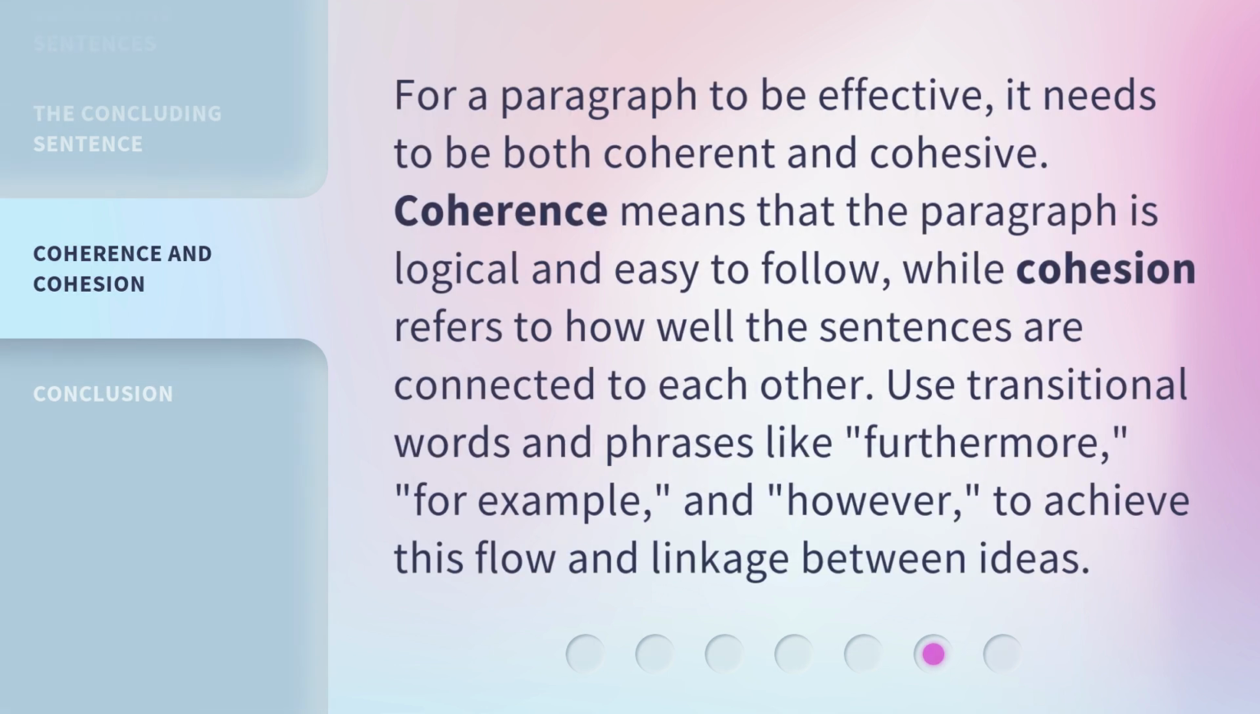For a paragraph to be effective, it needs to be both coherent and cohesive. Coherence means that the paragraph is logical and easy to follow, while cohesion refers to how well the sentences are connected to each other. Use transitional words and phrases like furthermore, for example, and however, to achieve this flow and linkage between ideas.